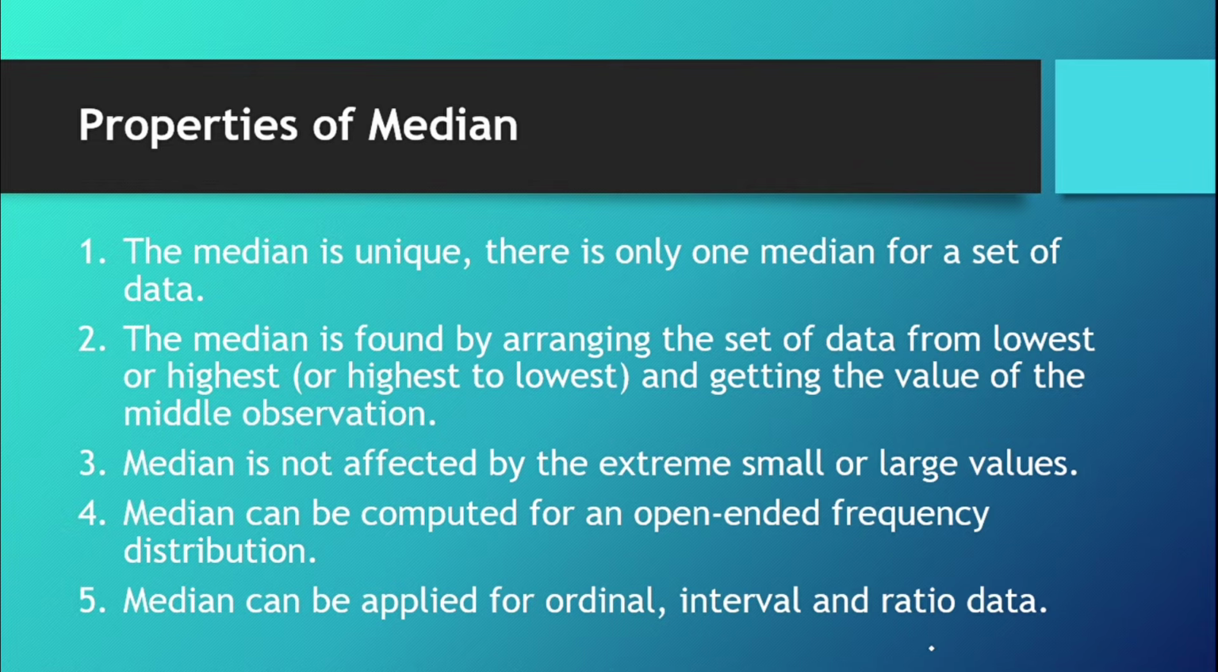The median is found by arranging the set of data from lowest to highest and getting the value of the middle observation. Just get the middle observation of the data given. And the median is not affected by extreme values, small or large, because we're going to count the number of data and get the center part, or the middle point. The median can be computed for an open-ended frequency distribution, and can be applied for ordinal, interval, and ratio data. So it's all about the properties of the median.